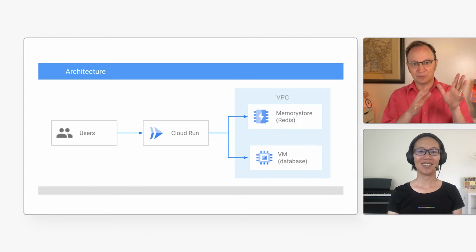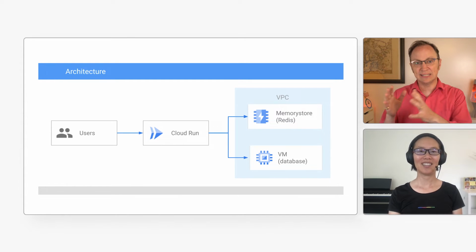Hi Xiaowen! I'd like to connect my Cloud Run service to other resources in my VPC network. How do I set that up? Hi, Martin. Okay, so you've got a bunch of resources running in your own virtual network on Google Cloud, right? Yep. I have a Redis cache, and my company also has a database hosted on a virtual machine.